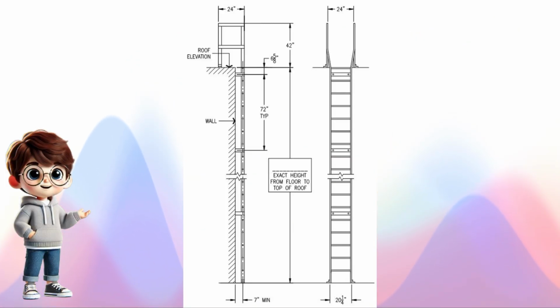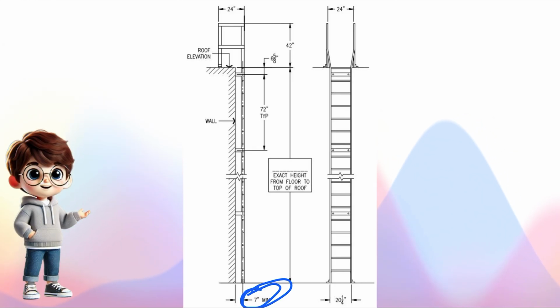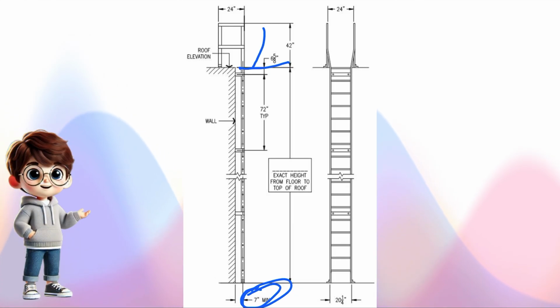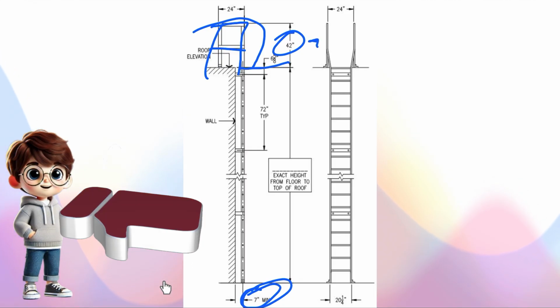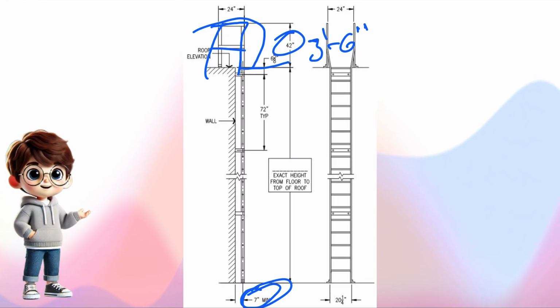And now this is the roof access ladder. If the height is less, only like 20 feet or something, then you will provide a roof access ladder. The remaining things are the same. The rung spacing is 12 inches maximum, and this is 7 inches minimum. And then after climbing, to climb onto the roof, you will have railings also. That railing height is 3 feet 6 inches. So that's all about ladders also.